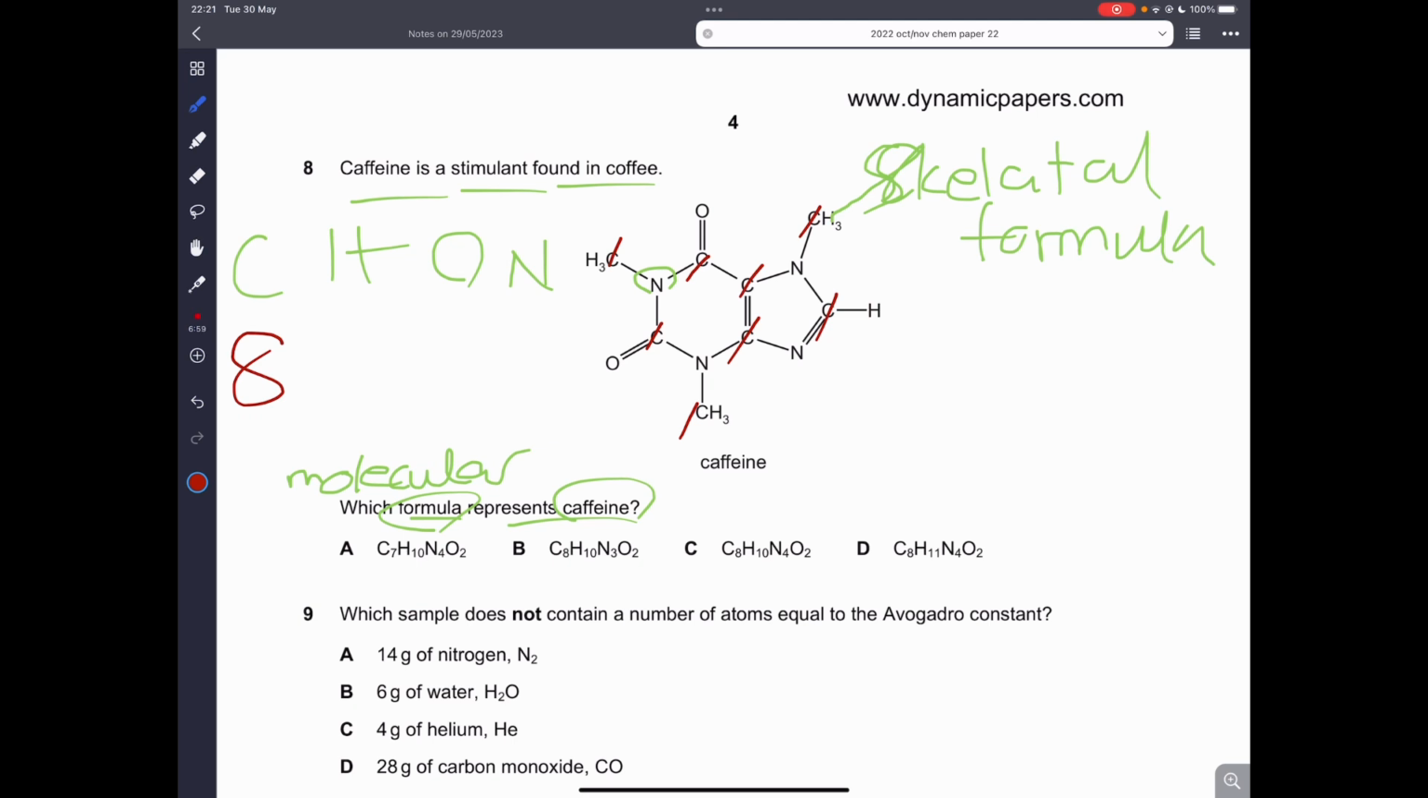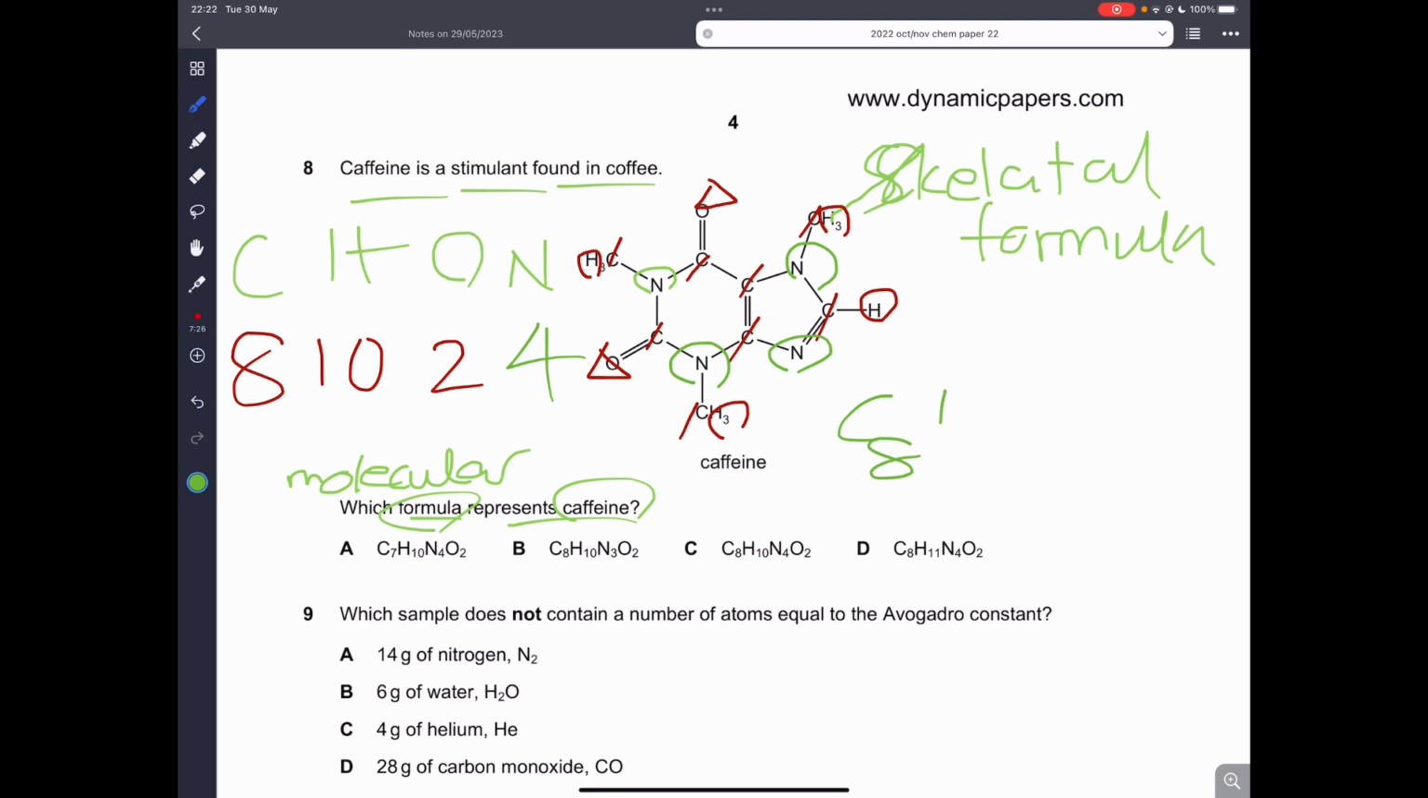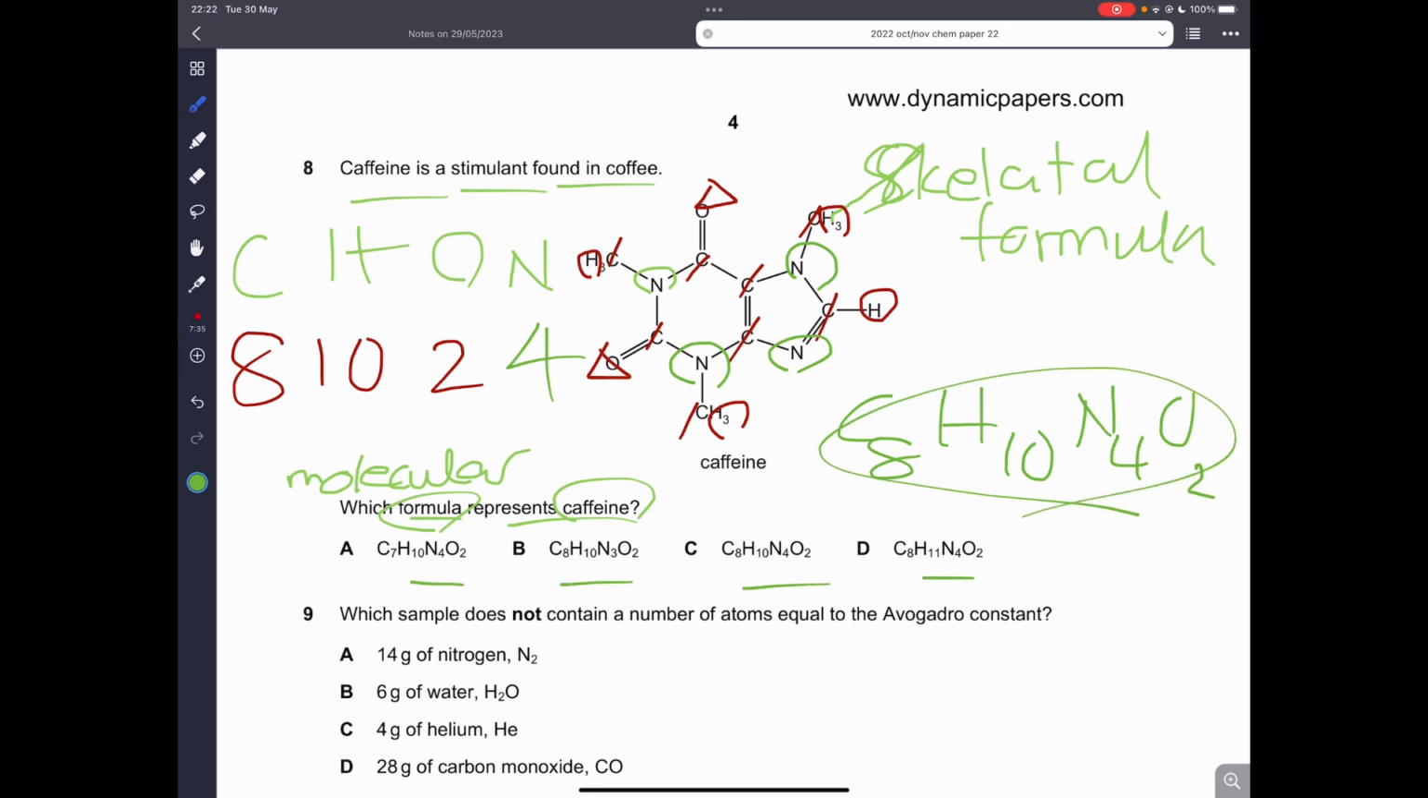And how many hydrogen atoms are there? There are 3 here, 3 here, 3 here, 1 here, and therefore there are 10 hydrogen atoms. How many oxygen atoms are there? We can find that there are 2 oxygen atoms. And how many nitrogen atoms? There are 4 nitrogen atoms. So now you just have to write down the formula C8H10N4O2, and find the formula that matches this. So it is C.